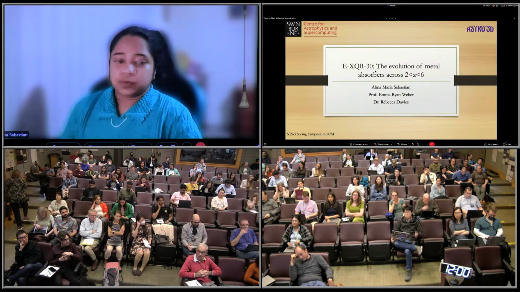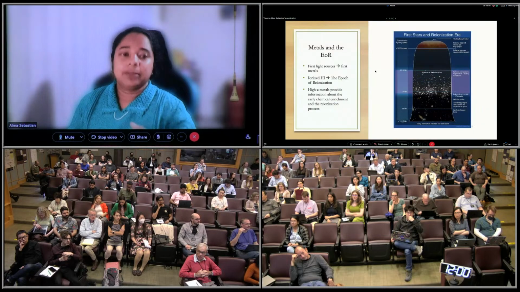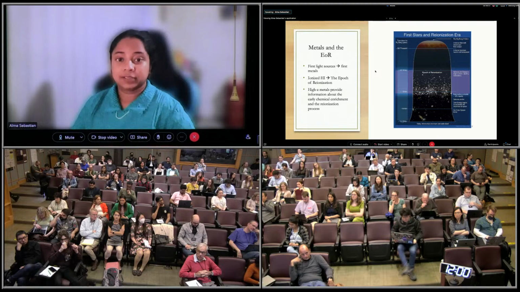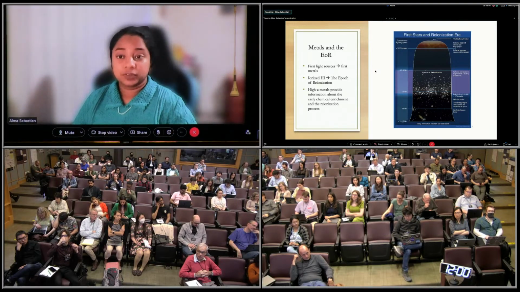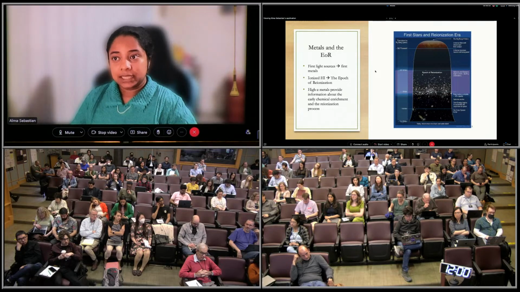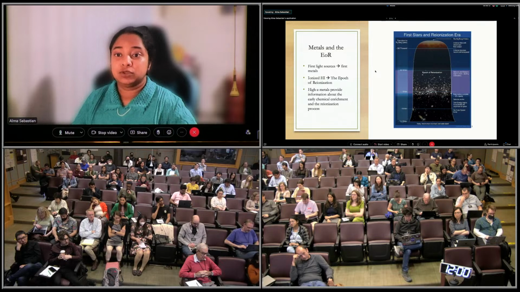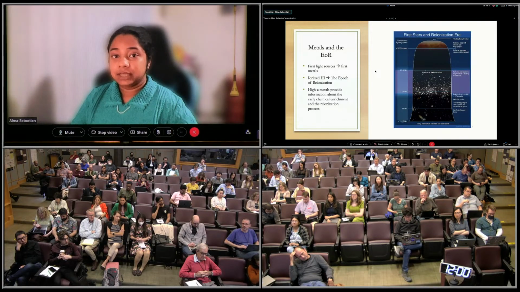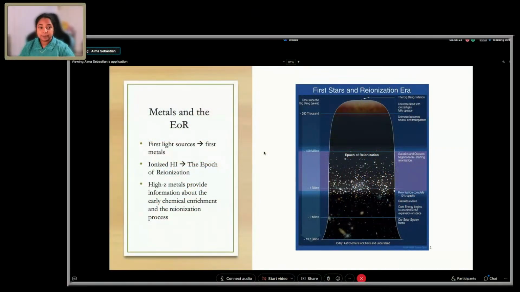Elements. All elements that are heavier than hydrogen and helium, which we collectively call metals in astronomy, were first produced in the universe through the stellar nucleosynthesis processes of the first light sources. These first light sources not only produced these metals, but also ionized the neutral hydrogen, causing the epoch of reionization. So if we are able to study these high redshift metals, that will help us to understand the early chemical enrichment as well as the reionization process.